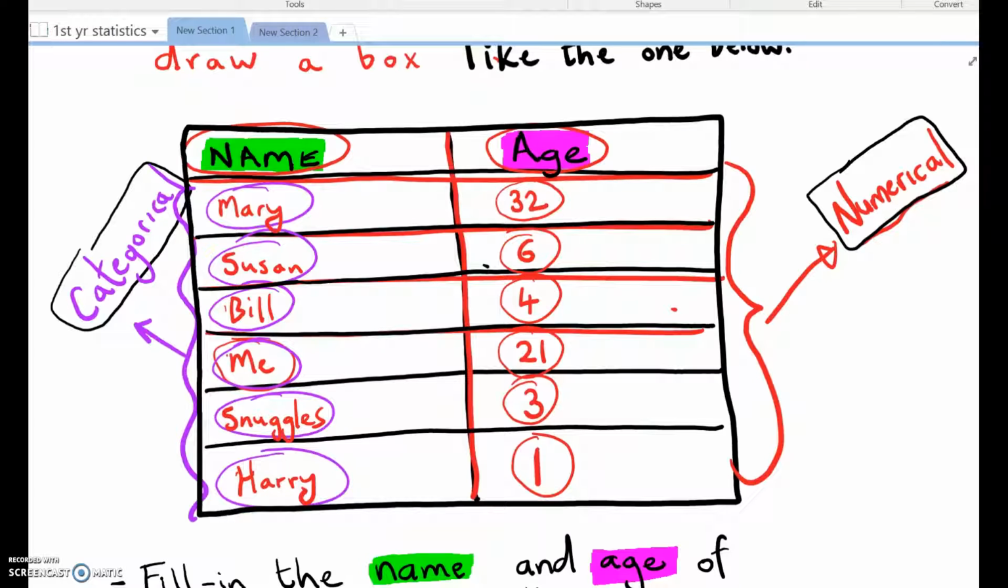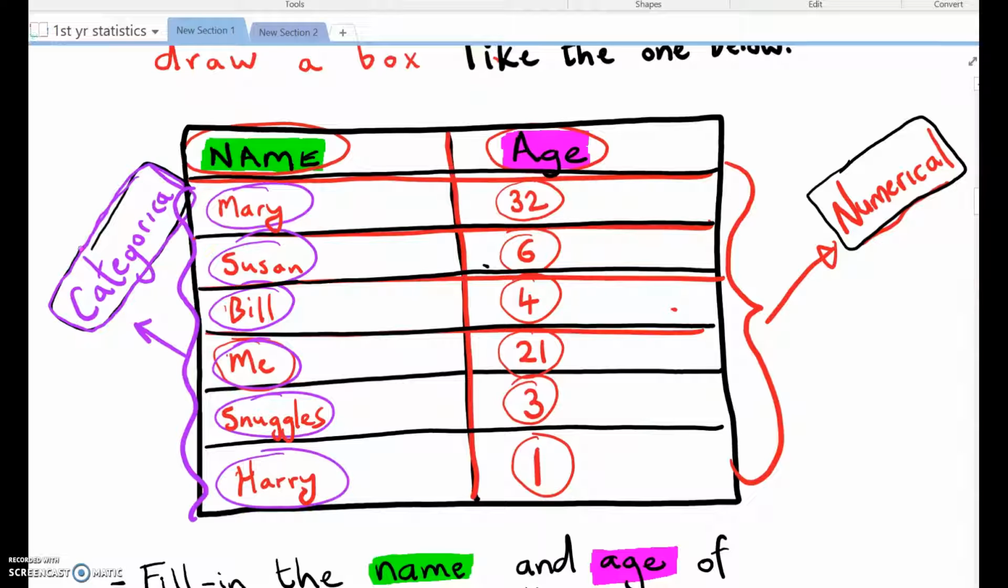Okay, in that last video we looked at statistics and the different types of answers that people can give to questions. So they can either give a word answer, and that would be called a categorical answer. Categorical answers are word answers.